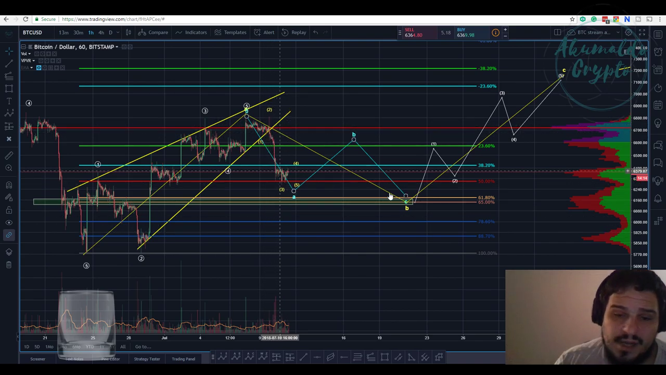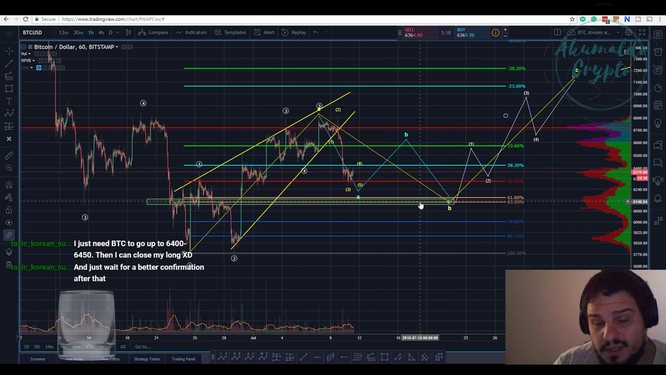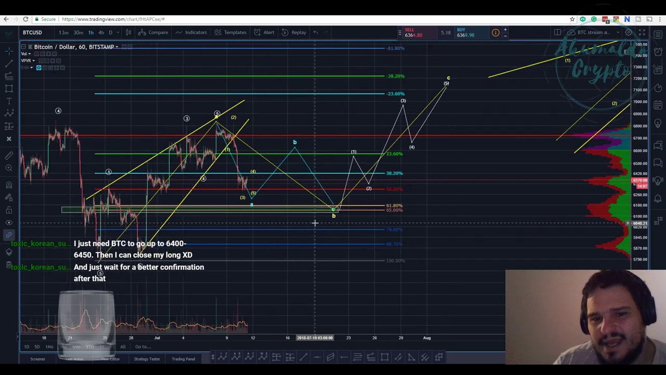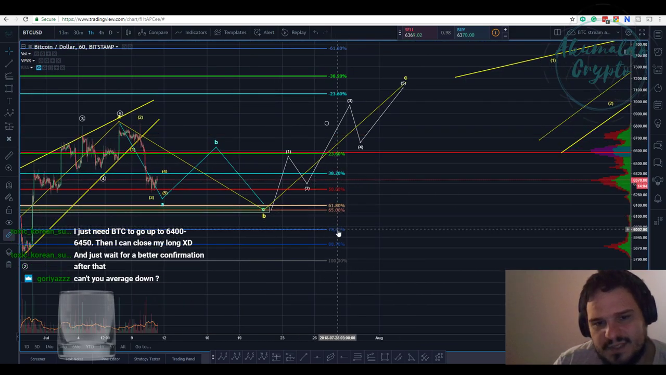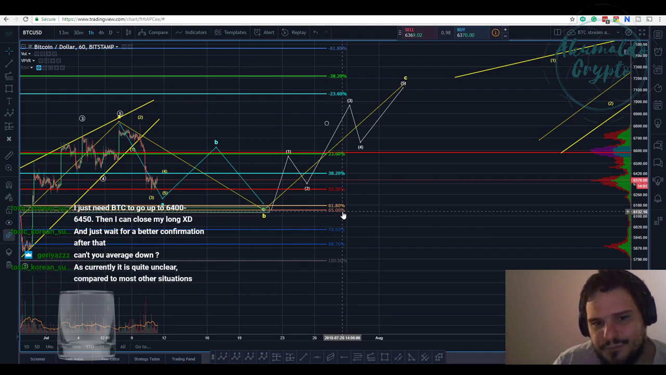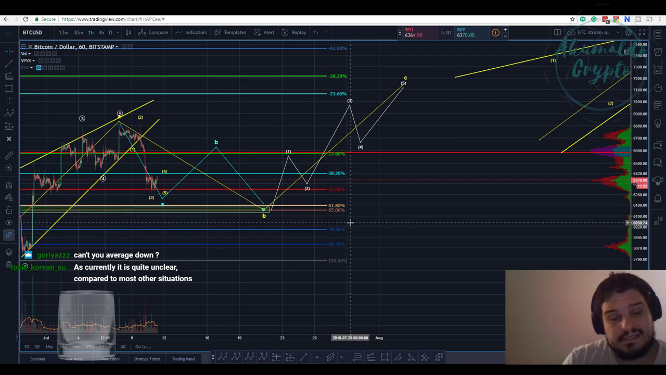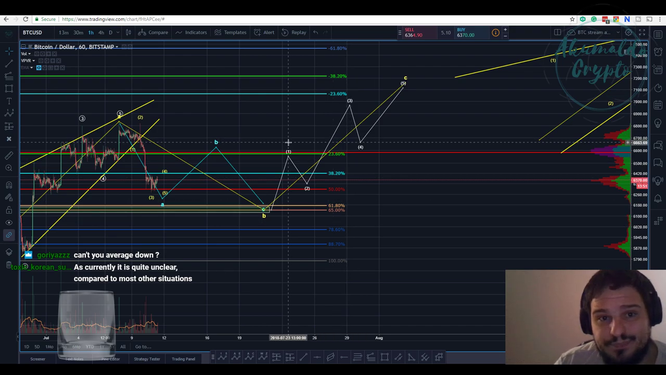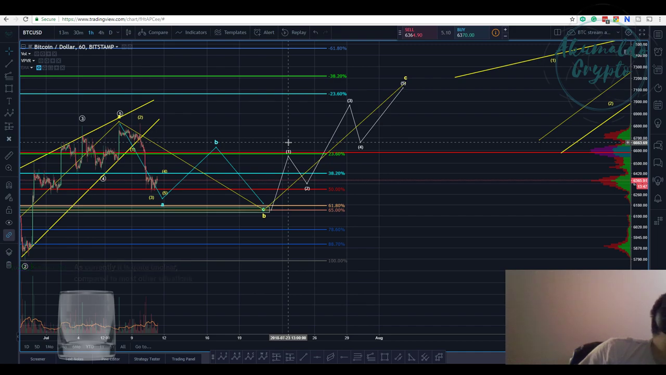But now I wouldn't recommend you guys to long here because it's going against the trend, right? If you long here, you need to put a stop loss. Really, if you put a tight stop loss, you're going to get long wicks here, and it's a risky trade, okay? As current, it's quite unclear compared to most other situations.